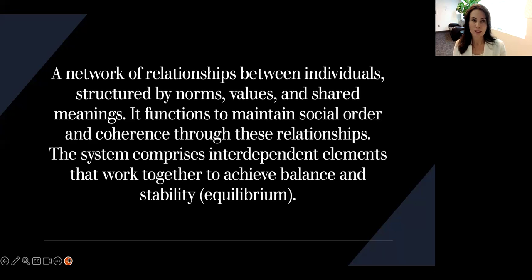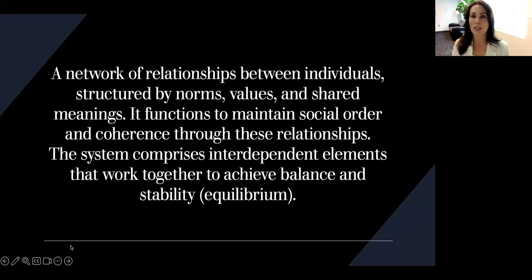What is a social system? A social system is a network of relationships between individuals structured by norms, values, and shared meanings. It functions to maintain social order and coherence through these relationships. The system comprises interdependent elements that work together to achieve balance and stability.